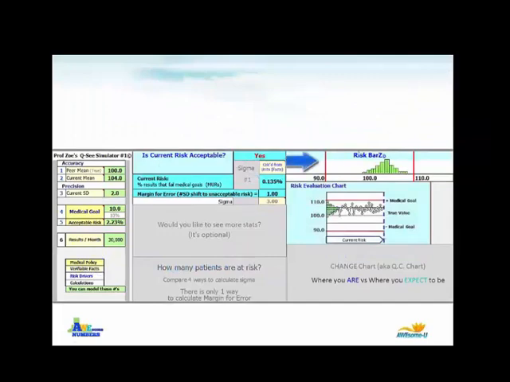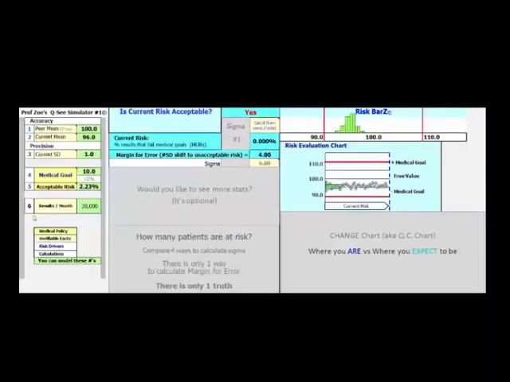These are the risk bars, these are the charts. Every time you change the mean or the SD, the visual information that you receive here will be different. Okay, let's take this live.